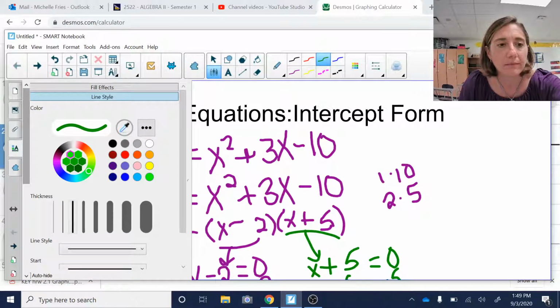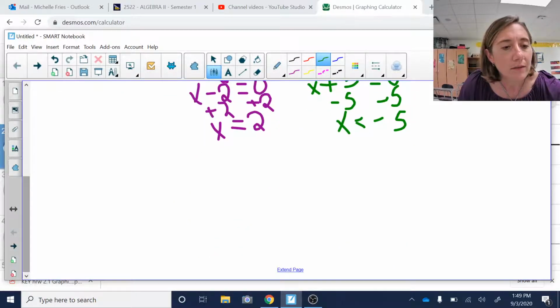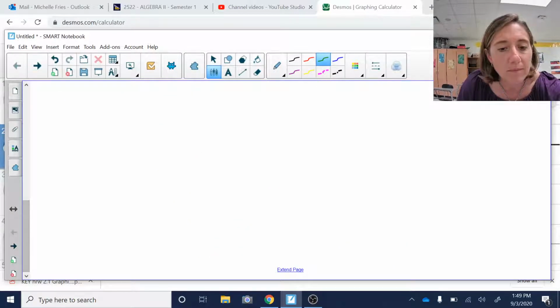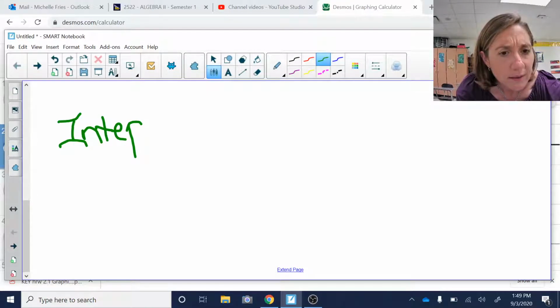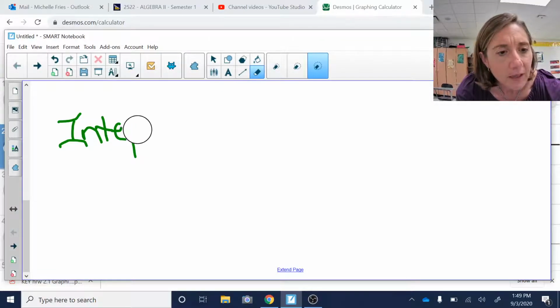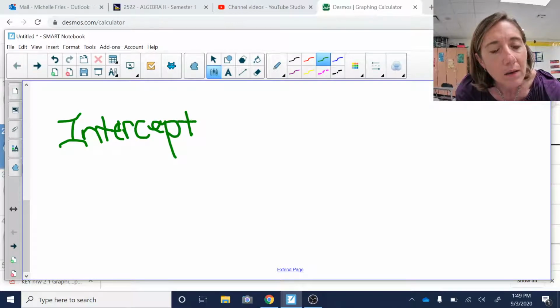Oops. So, intercept form. I don't know if I like writing on this or not. Oops, and I can't spell. I don't know. I'm just playing with all kinds of different technology these days to see what I like the best. So, intercept form.